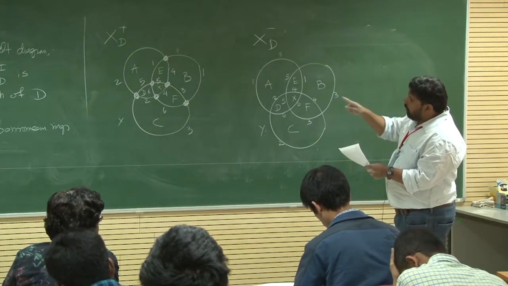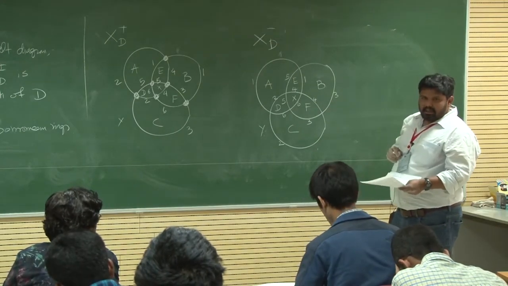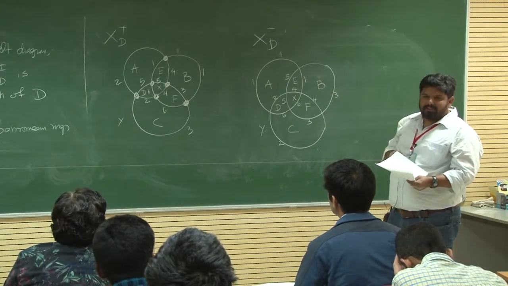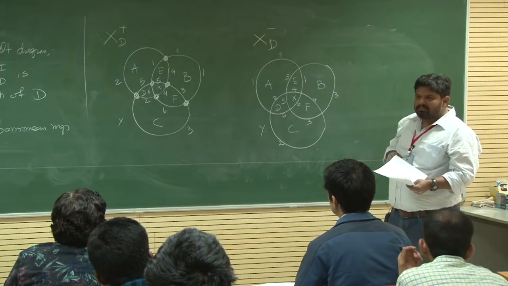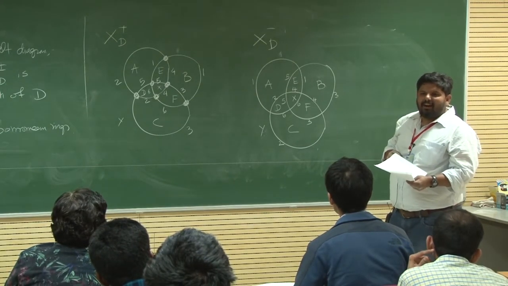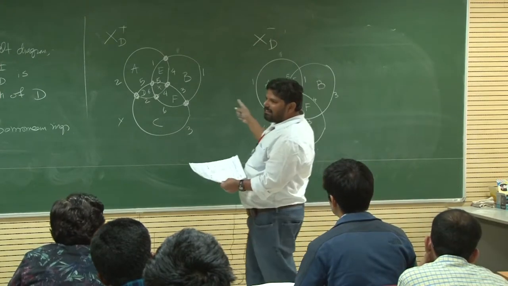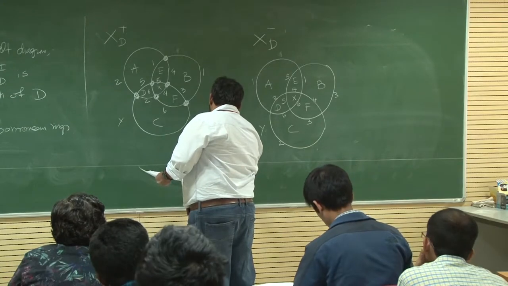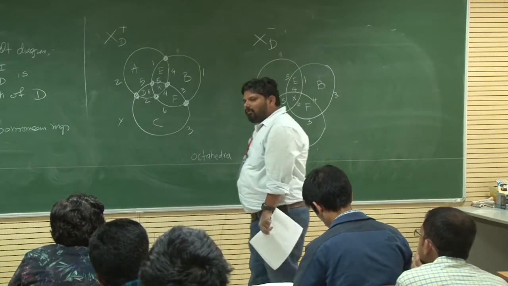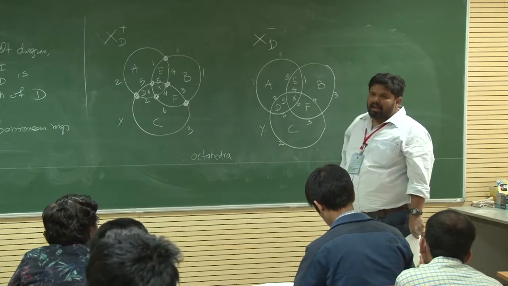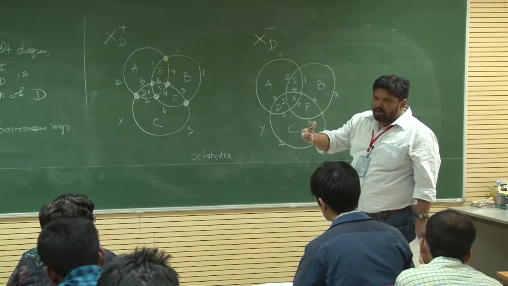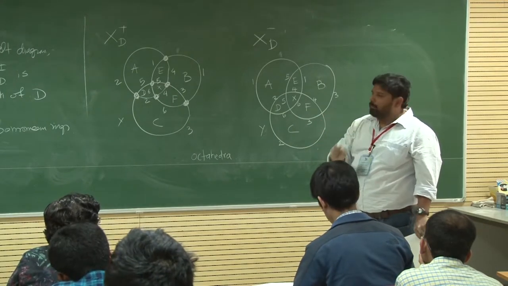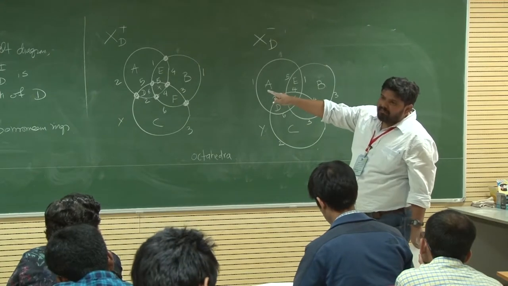decompose this into tetrahedra. But what polyhedron is this? Can anyone guess? I see all triangular faces. Octahedron. These are both octahedra. So your Borromean link complement is actually a union of two octahedra. Now you can decompose the octahedra into four tetrahedra, write down the gluing equations, and so on. But there's a simpler procedure. Notice, what is the valency of every edge here?